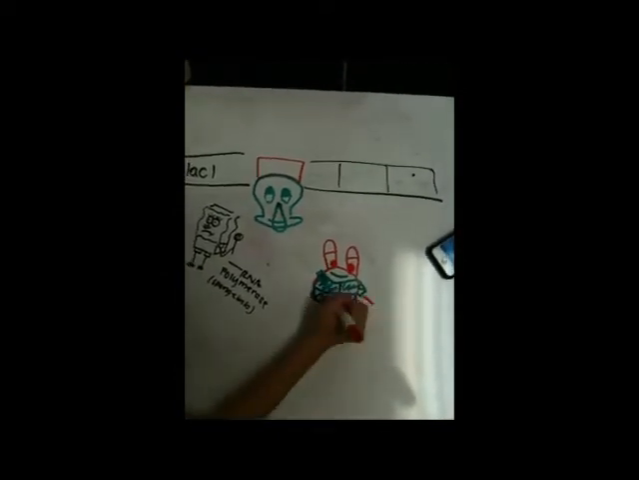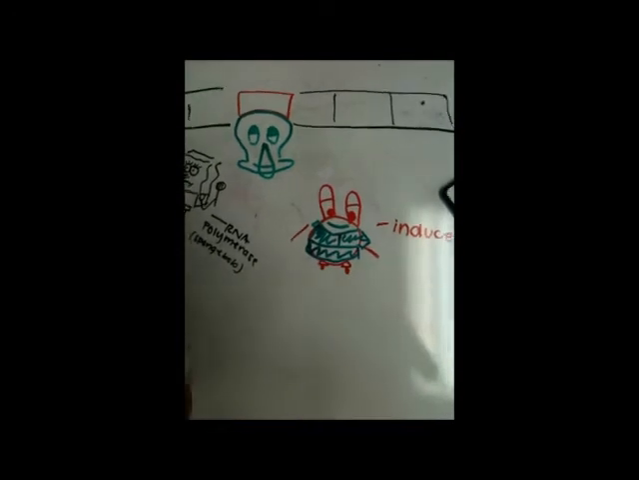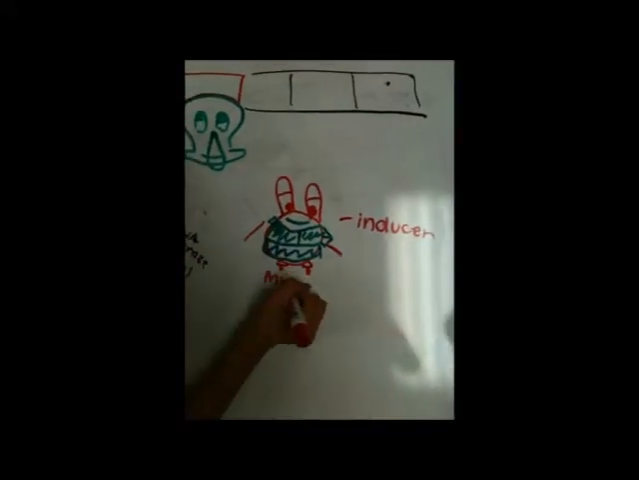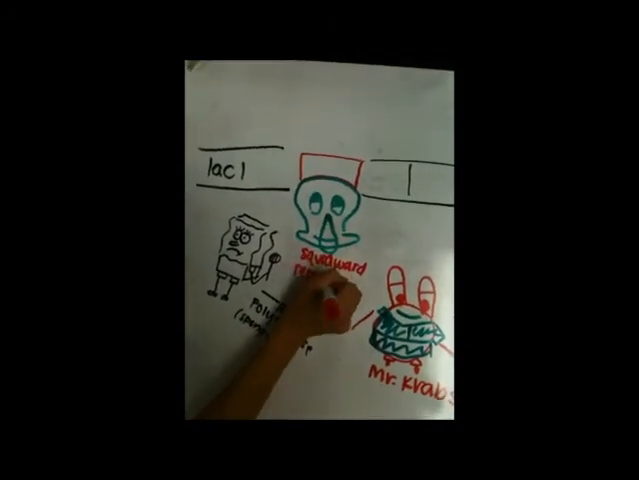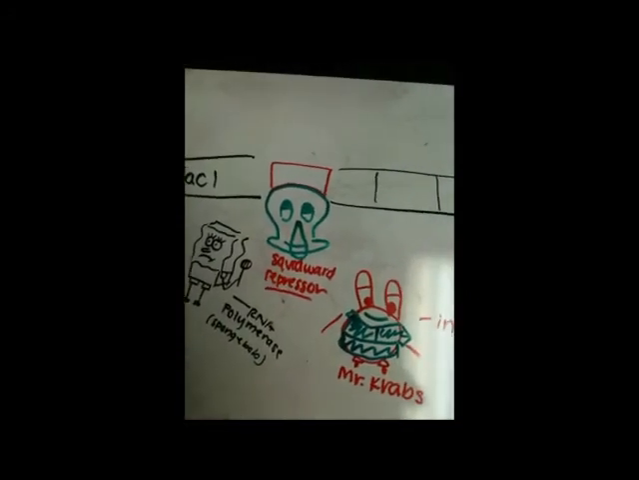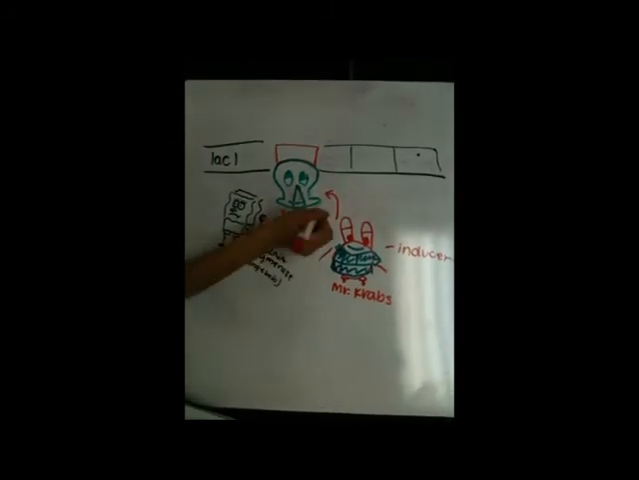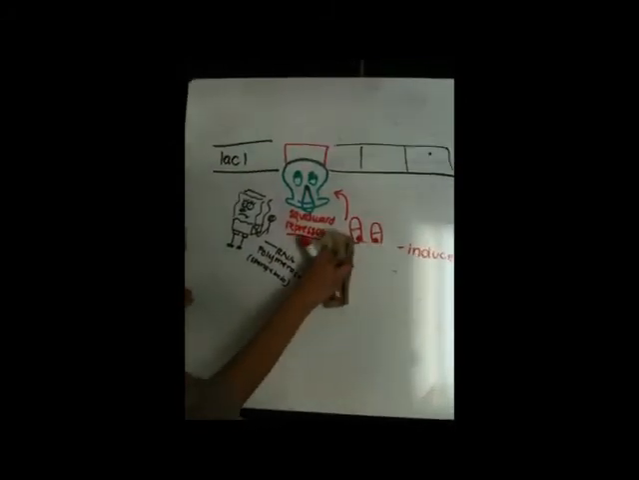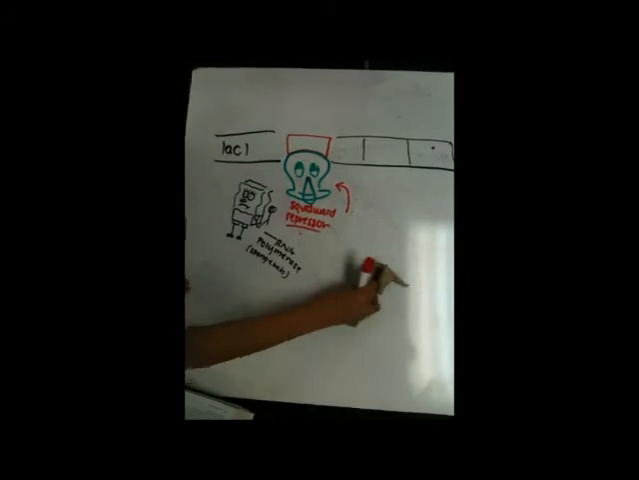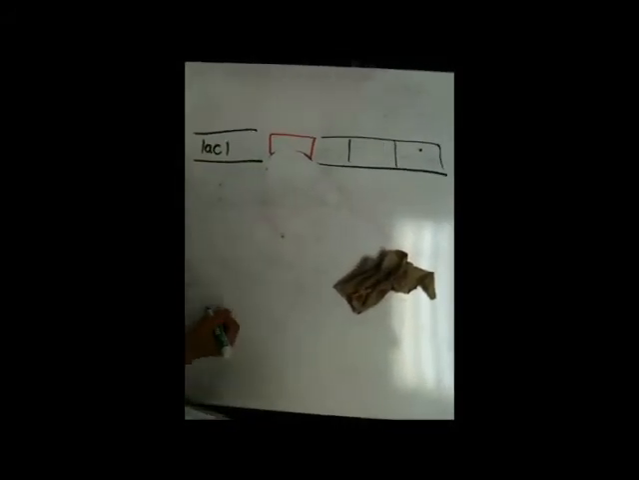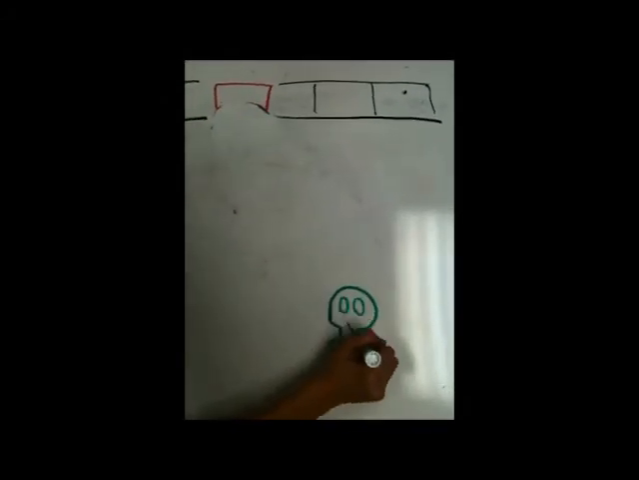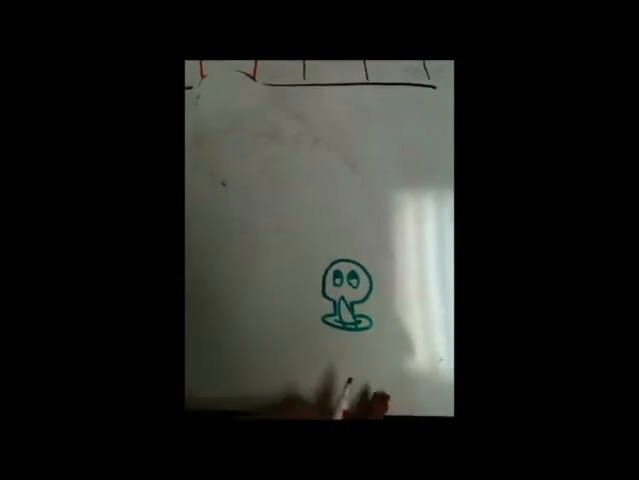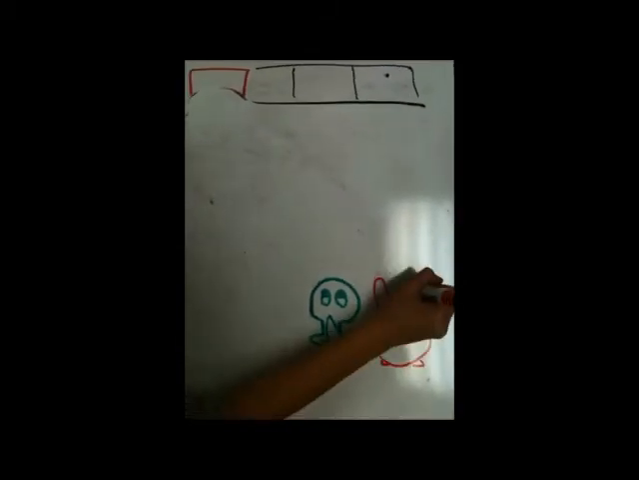So Mr. Krabs wants SpongeBob to make more and more Krabby Patties, so he's going to induce this RNA synthesis by binding to Squidward, and forcing Squidward to change shape and not be able to bind to the operator anymore. So Squidward and Mr. Krabs are going to get off of the operator and allow SpongeBob to move along the RNA strand, expressing the gene for the synthesis of lactose.